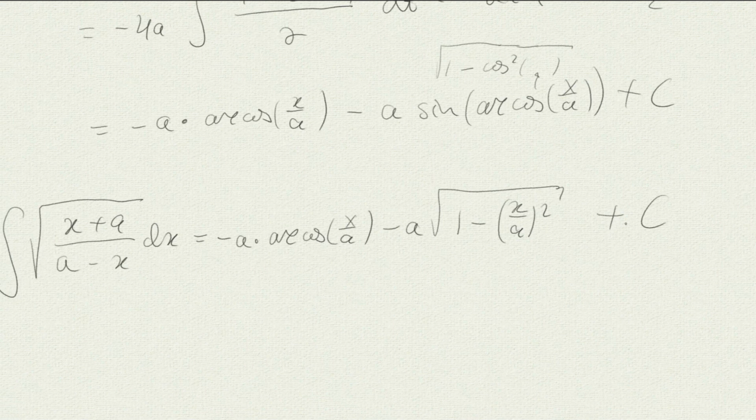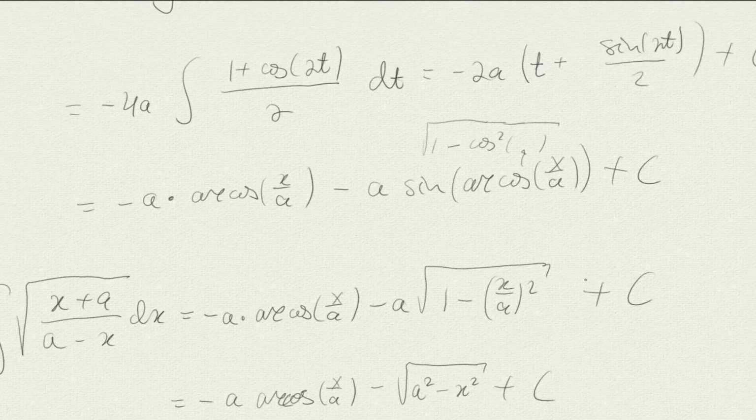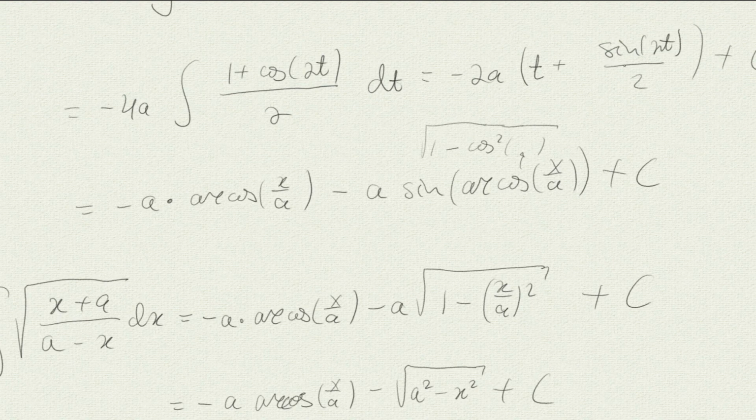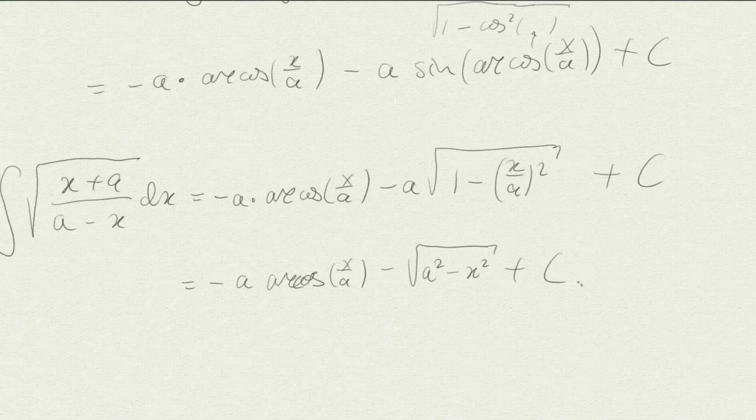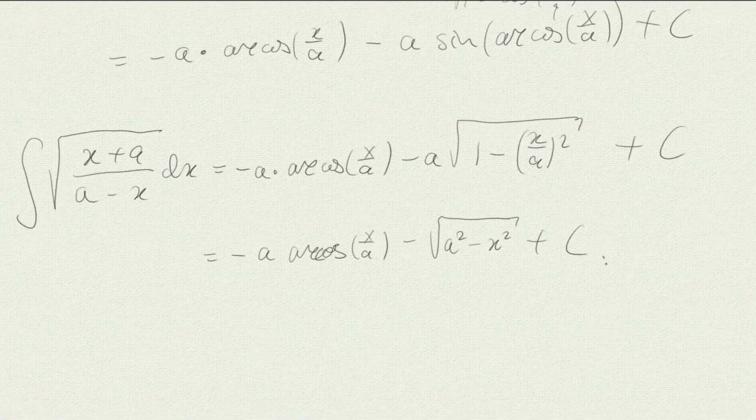So finally we can push this a into the square root. So we're going to have minus a arc cosine of x over a minus the square root of a squared minus x squared plus a constant, and that's the answer. Yeah, hopefully I didn't make any computational mistakes. Seems to be just right. Yeah, the integral of cosine is sine. Yeah, seems good. But if I made any mistakes, that's an exercise for you to find them.